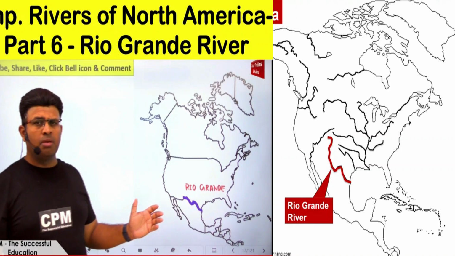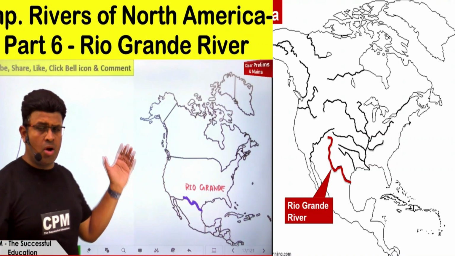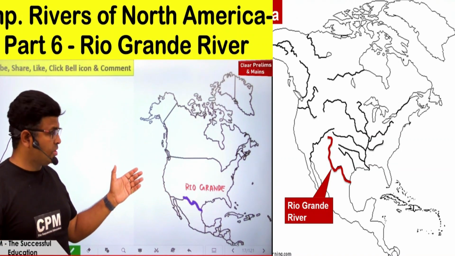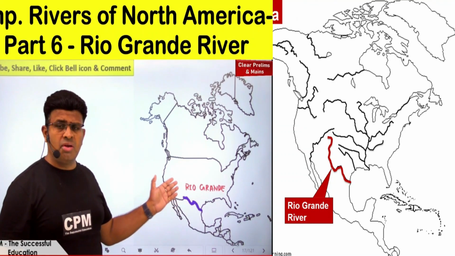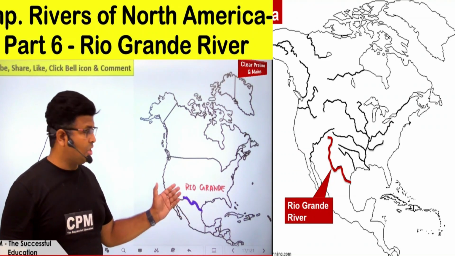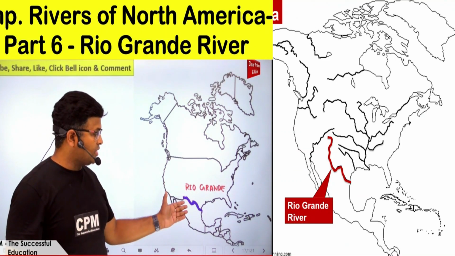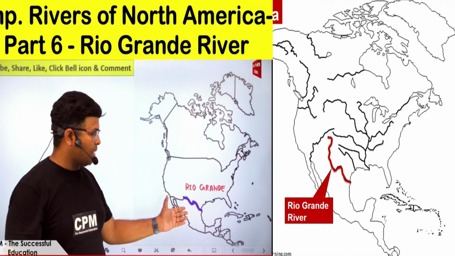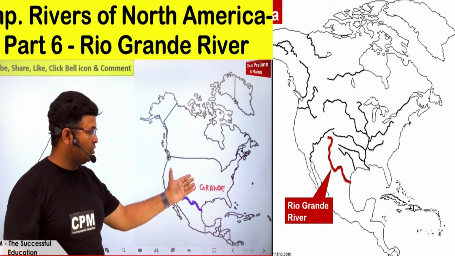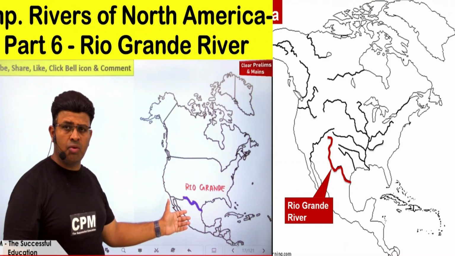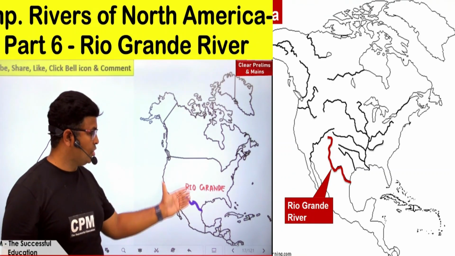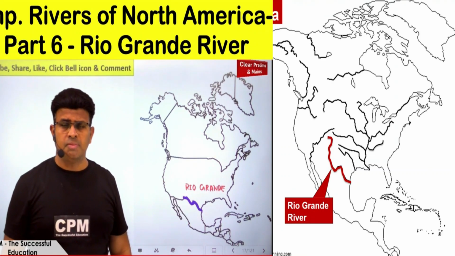Let us remember the important rivers of North America, part 6. And in this one, the important river is Rio Grande. What is the importance of it? It is acting as a boundary between USA and Mexico. It is a natural boundary, and it divides USA and Mexico.